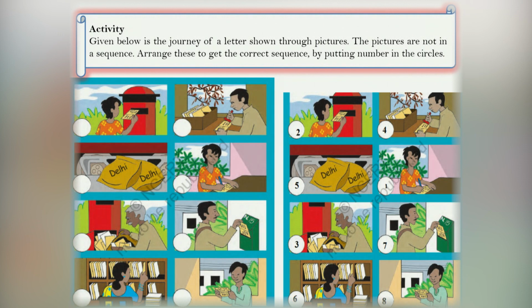The fifth step is the letters were all put in a big bag which is to be sent to Delhi. The sixth part is after reaching Delhi, it was sorted out as per the address mentioned on the postcard. The seventh is the postman dropped the letter at Ahmed's house. The eighth part is Ahmed is reading the message in the post. So this is the entire activity that you have to do at home.